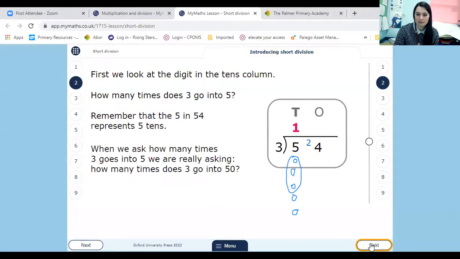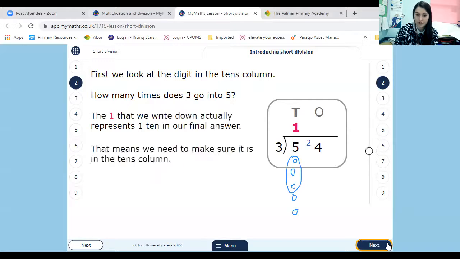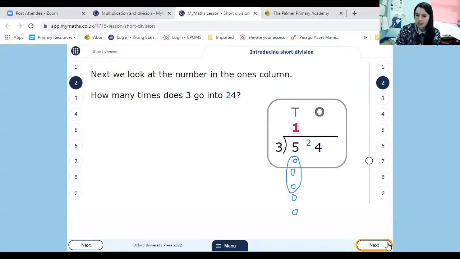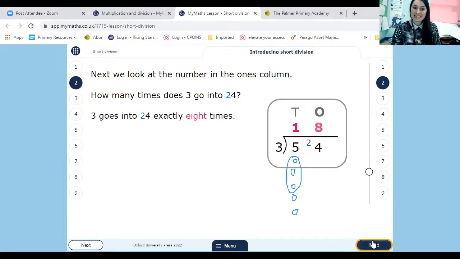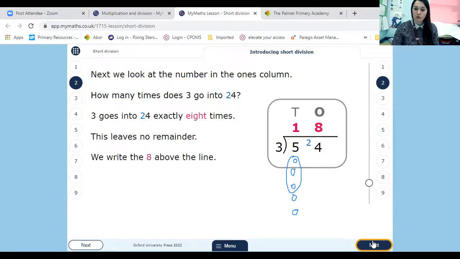So now I am next saying, how many times does 3 go into 24? So we're seeing that as a whole number. Now I'm not going to draw all of my 1s this time, although you could, and then count in 3s. I'm just going to do this mentally. 3, 6, 9, 12, 15, 18, 21, 24. So that was exactly 8 groups of 3 make 24. And I finish with my question, which gives me the answer of 18.